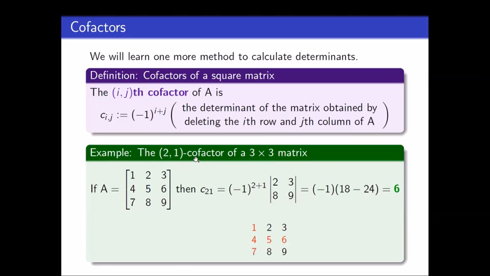So the position 2,1 is where the entry 4 sits. If we are computing the cofactor corresponding to that position, we delete the row which houses the 2,1 entry and the column that houses the 2,1 entry. So this cofactor is -1 raised to 2 plus 1 times the determinant of this 2 by 2 matrix. We know how to compute this very easily, and we get that this cofactor is 6.